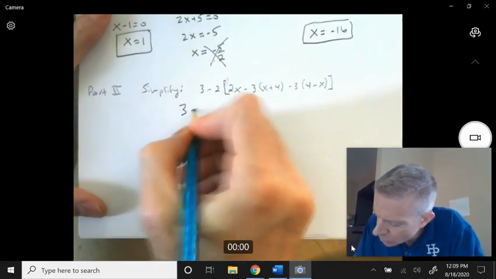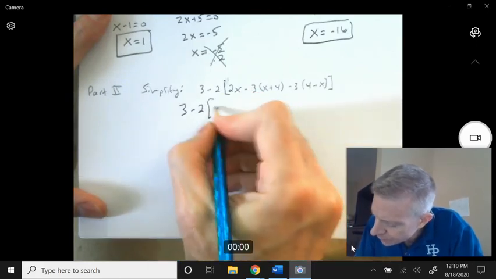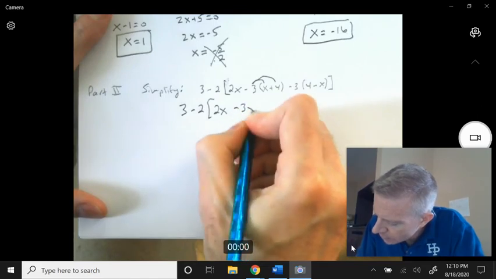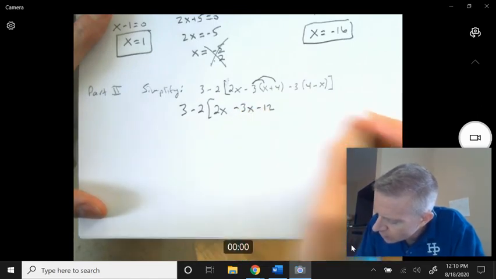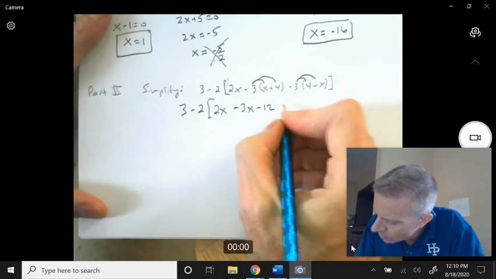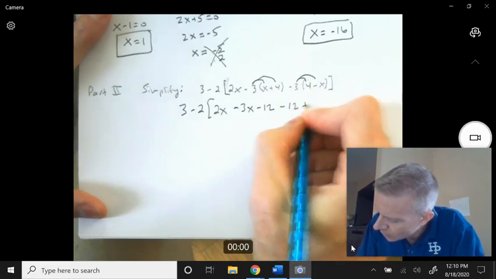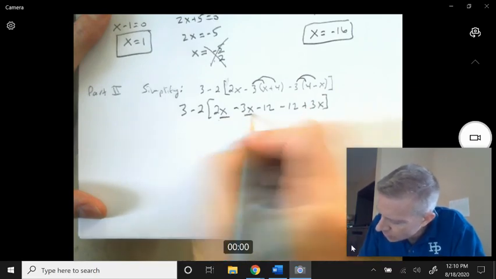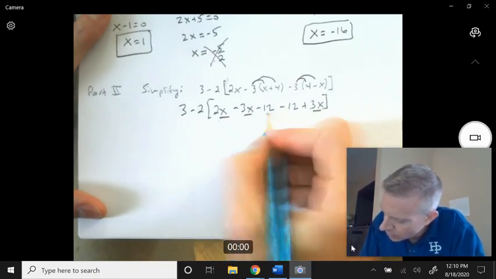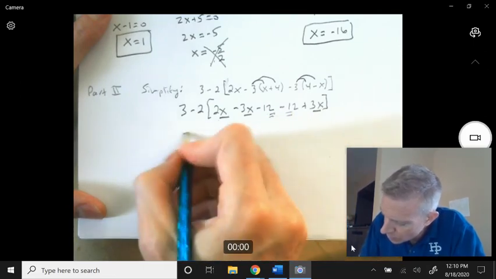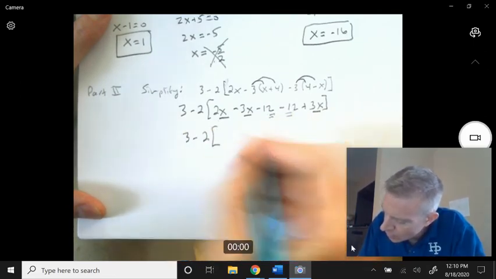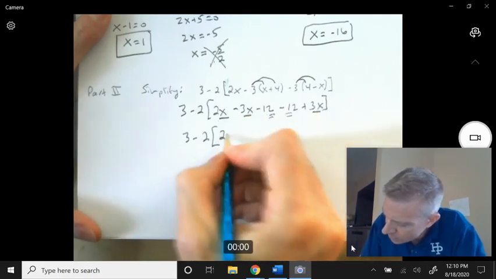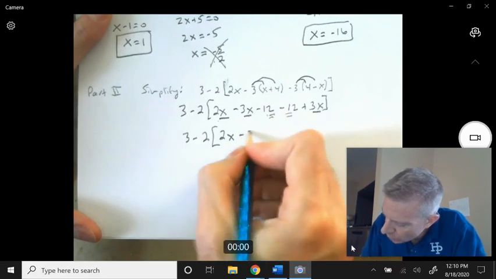So we've got 3 minus 2. I know we did one like this before. Distribute that to both of these. So minus 3x minus 12. And distribute that to both of these. Minus 12 plus 3x. And we'll simplify inside the parentheses. We've got these like terms, and the minus 12 and minus 12, those are also like terms. 2x minus 3x is negative 1x. Negative 1x plus 3x is 2x. And we've got minus 24.